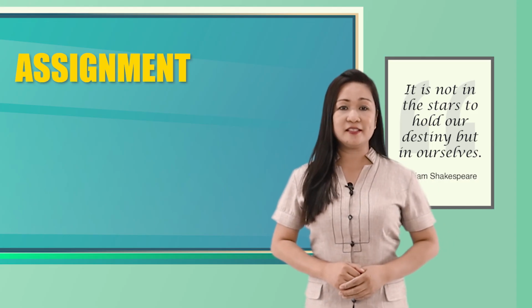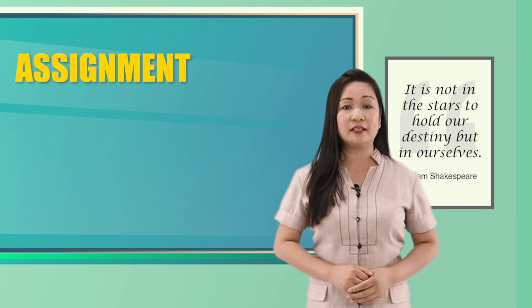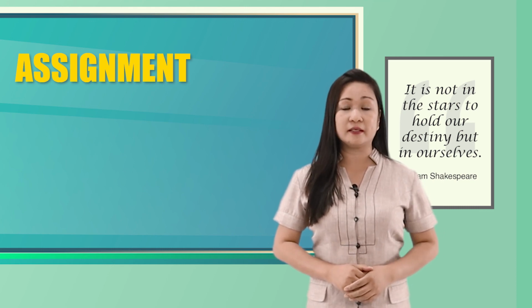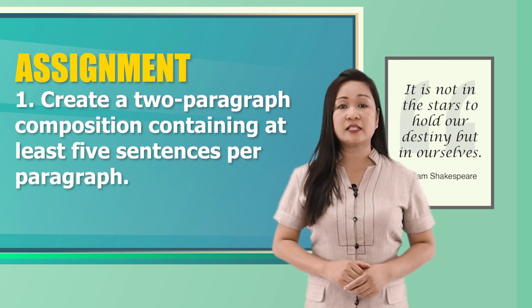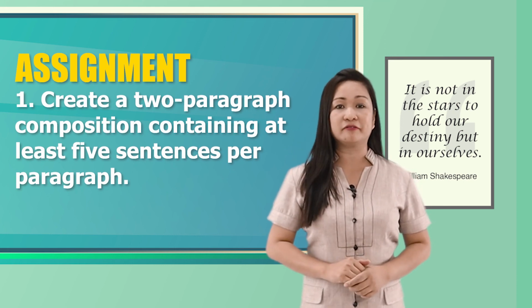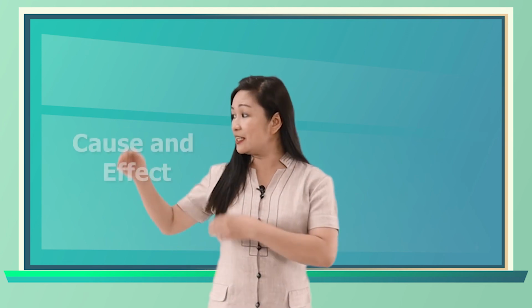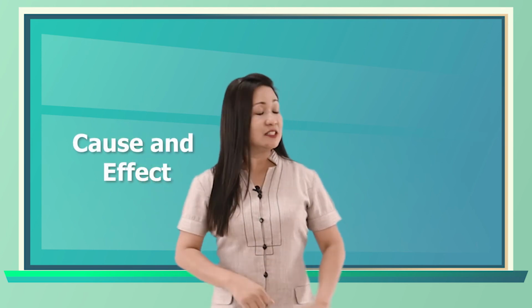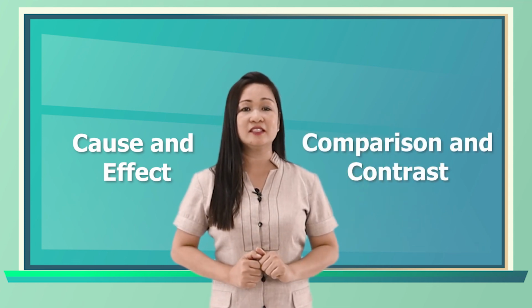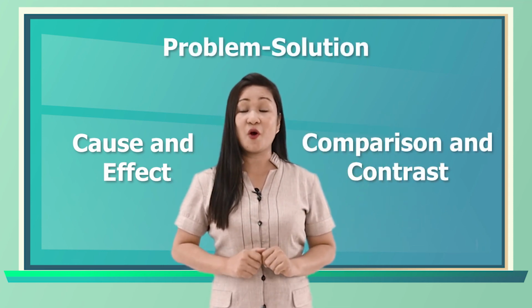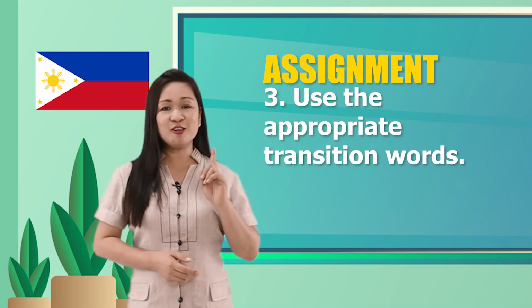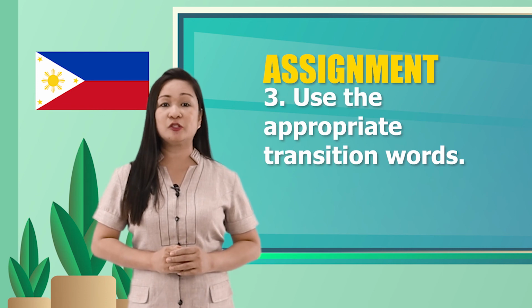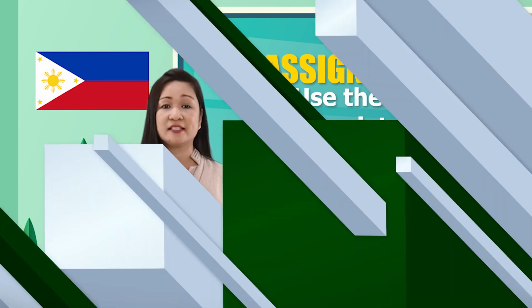For your assignments, you will apply what you have learned about the patterns in writing by creating a 2-paragraph composition containing at least 5 sentences per paragraph. You may choose one from among these patterns: the cause and effect, the comparison and contrast, the problem solution, or maybe you would want to choose persuasion. Also, you have to make sure to use the appropriate transition words.